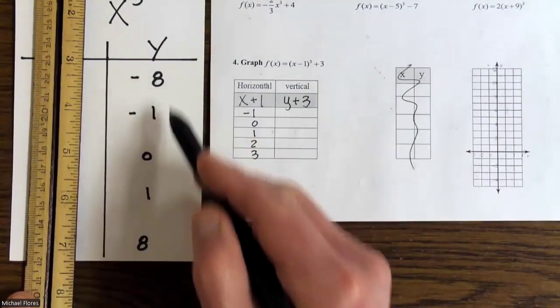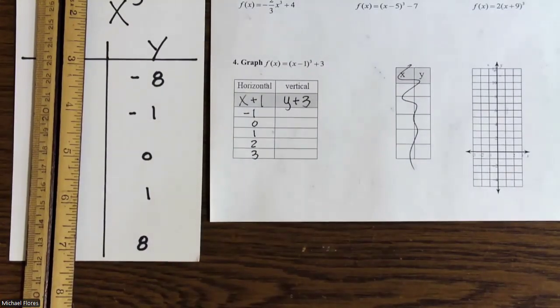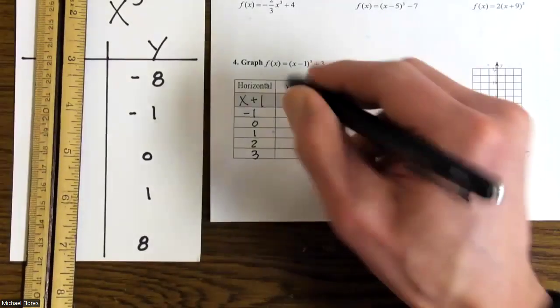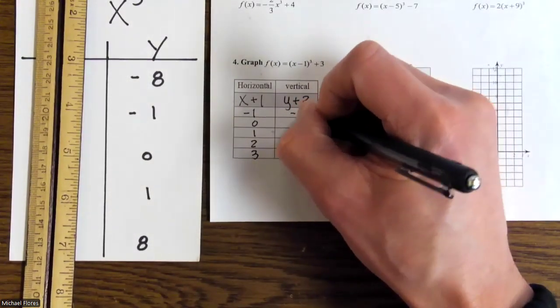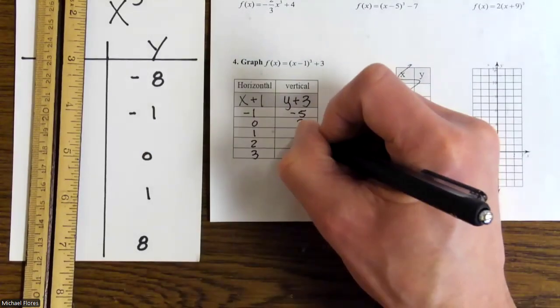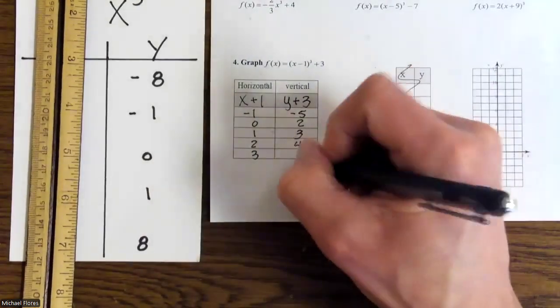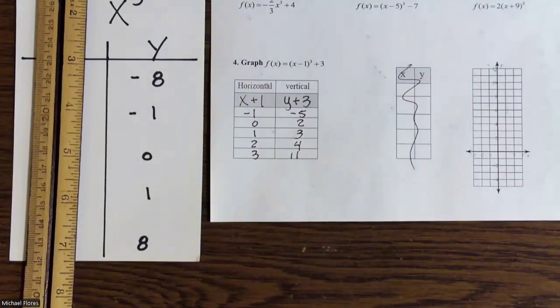And now I'm going to take these y values, substitute them here for y, and add 3 to every single one. So -8 plus 3 is -5. -1 plus 3 is 2. 0 plus 3 is 3. 1 plus 3 is 4. And 8 plus 3 is 11. You now plot and graph.